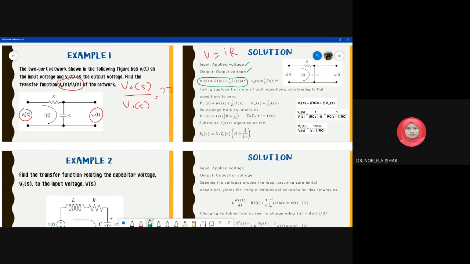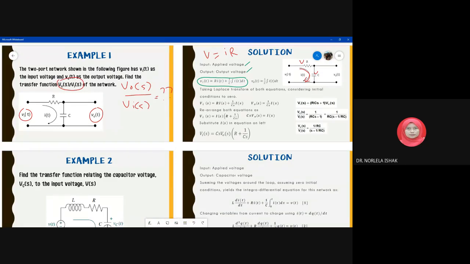So Vi is equal to R multiplied with the total current, I of t, plus 1 over C integral of i, meaning VR and this is your VC. Now we want to show the relationship between voltage and current through the resistor and through the capacitor.